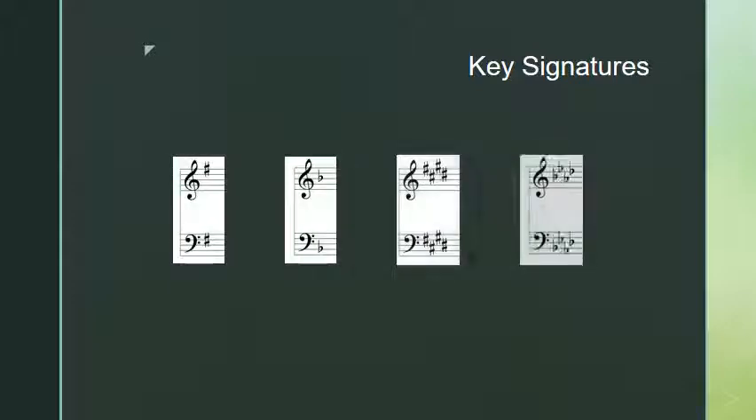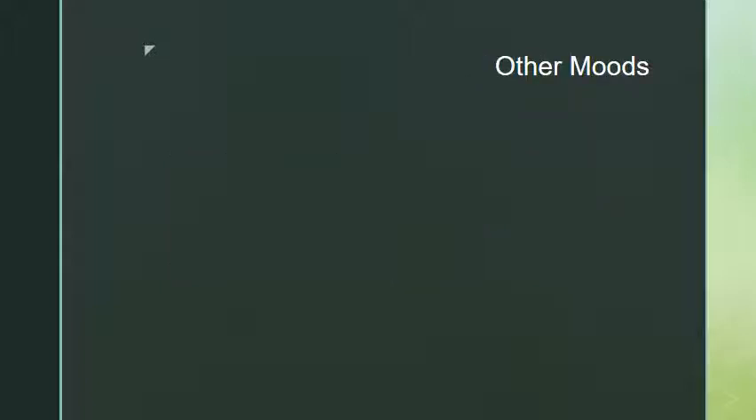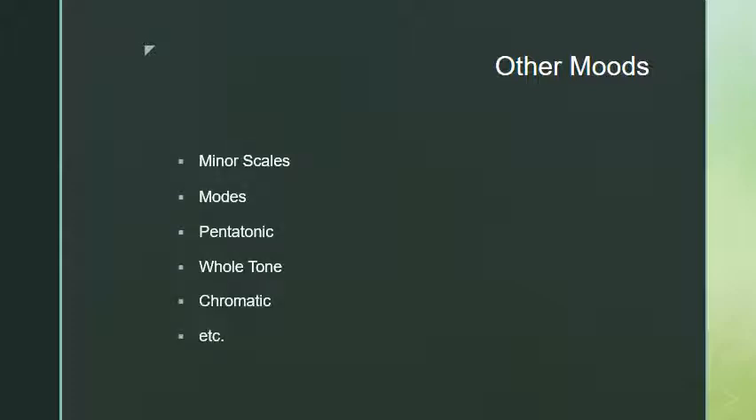Now we refer to these different scale areas as keys, and the accidentals at the beginning of the lines as the key signature. This allows us to not need to write out every accidental, and for the players not to need to read every accidental. In addition to major scales, there are other types of patterns that help create different moods. These are something that we'll talk about somewhat more in later videos, and they include minor scales, modes, and some other unique patterns.